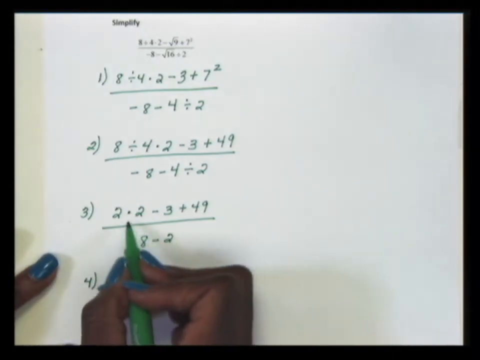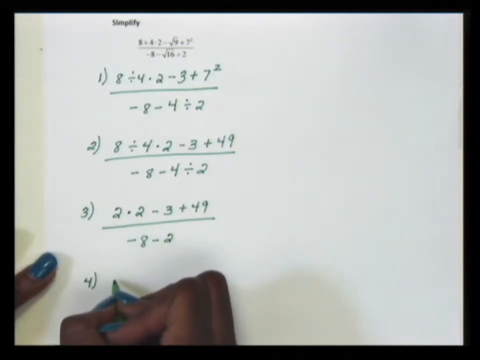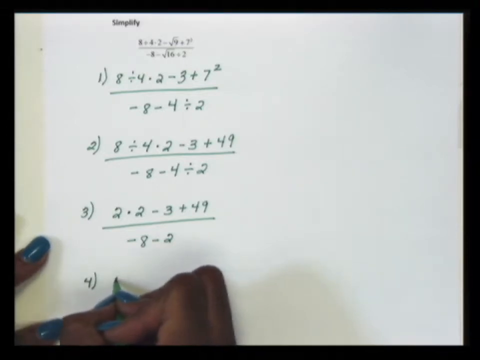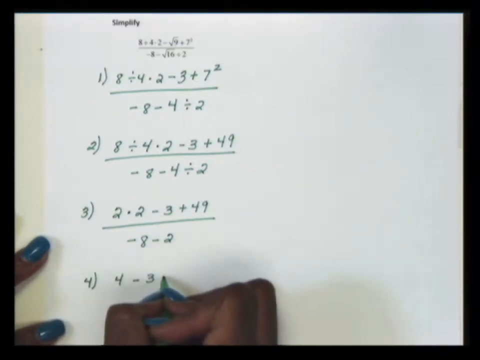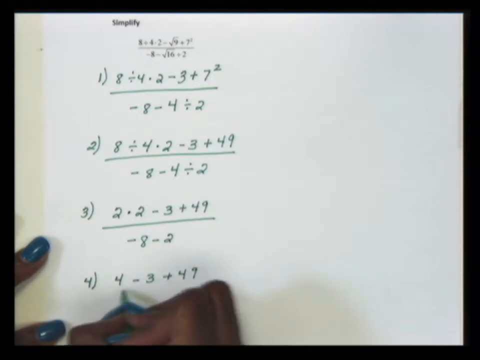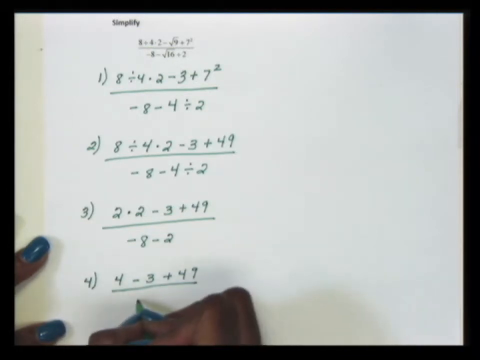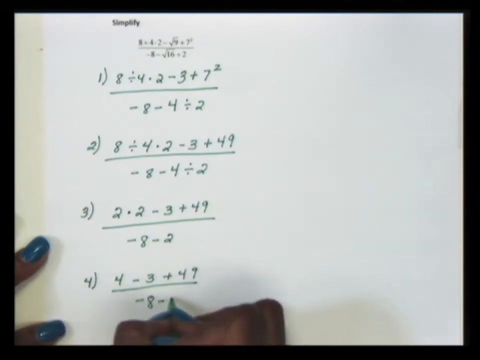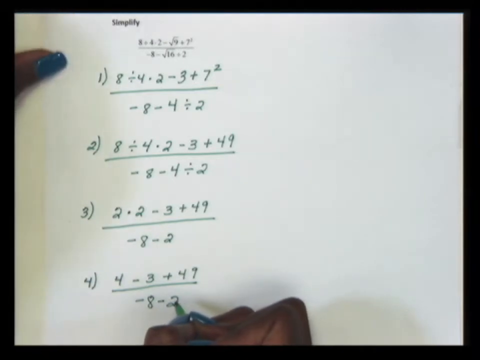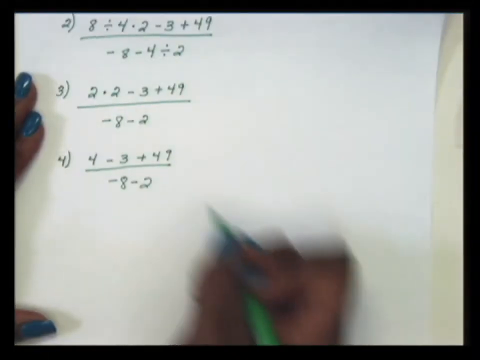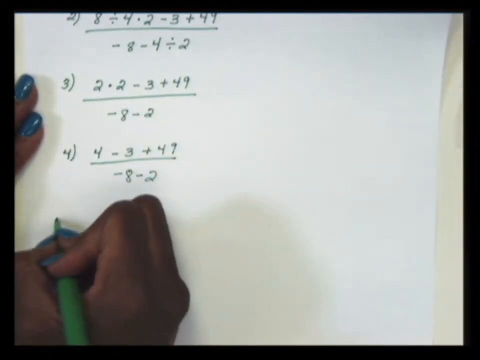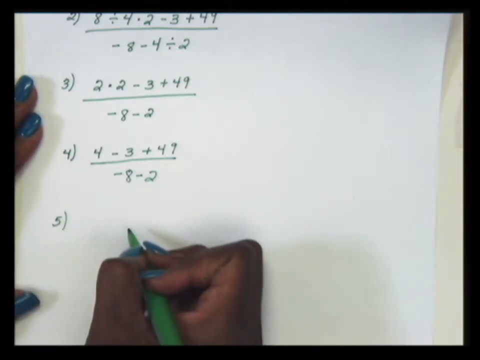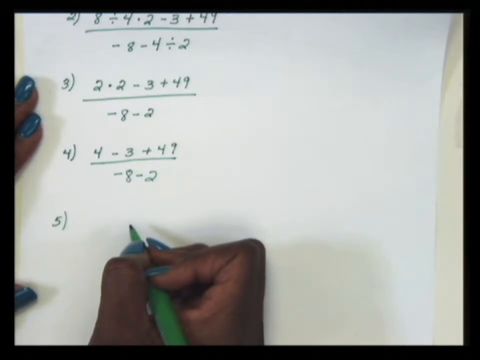Now in my numerator, I have the multiplication. 2 times 2 is 4. I'm going to leave my denominator for now. Now in my numerator, I have 4 minus 3 plus 49. So I have subtraction and addition.